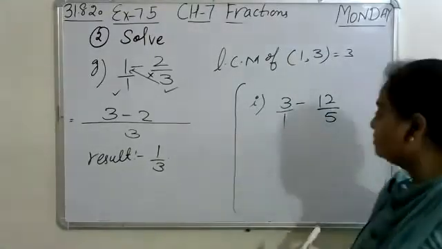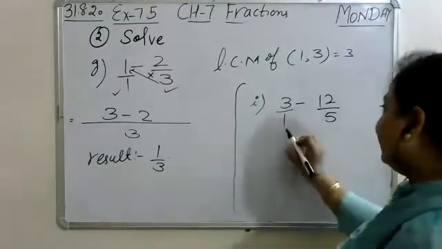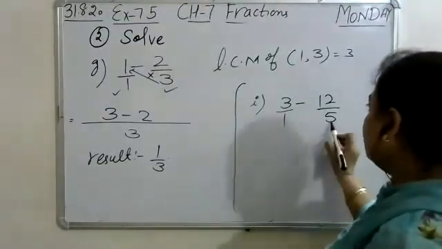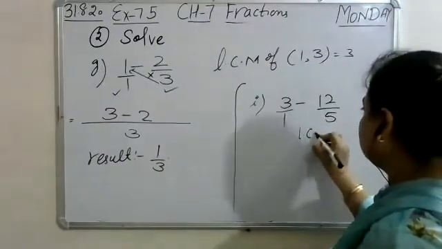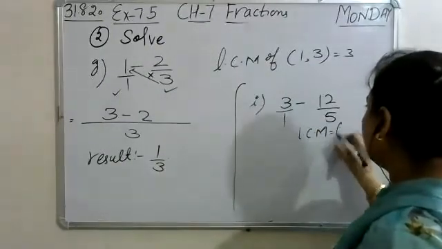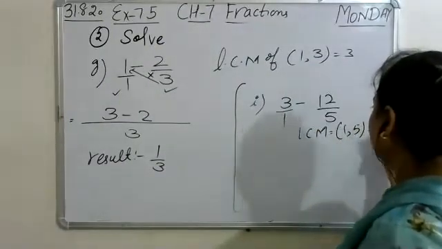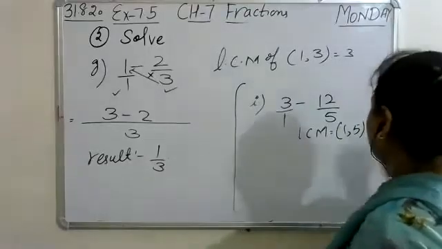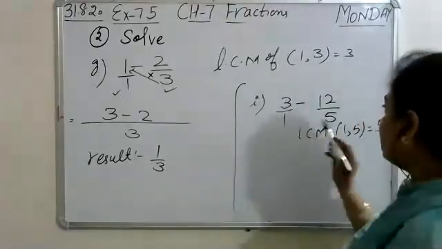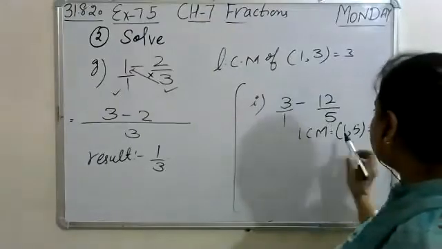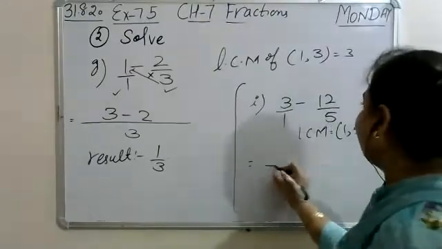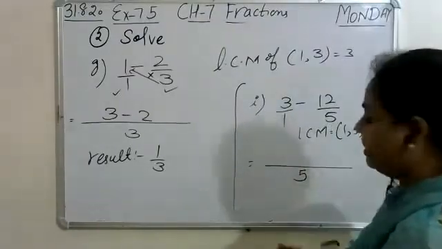Then we will find the LCM of 1 and 5. The LCM of any number with 1 is? LCM of 1 and 5 is equal to 5. Keep in mind, the LCM of any number with 1 is the number itself. So after that you will write here 5. Now tell me the next step.